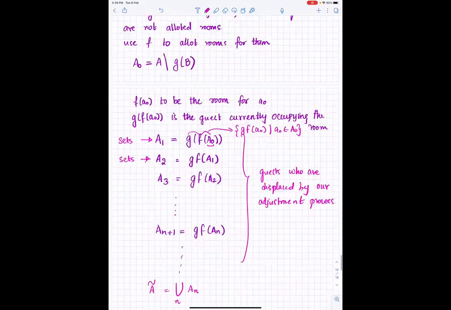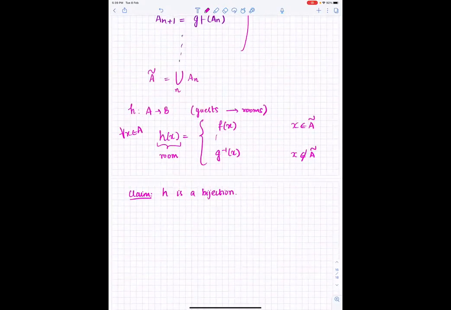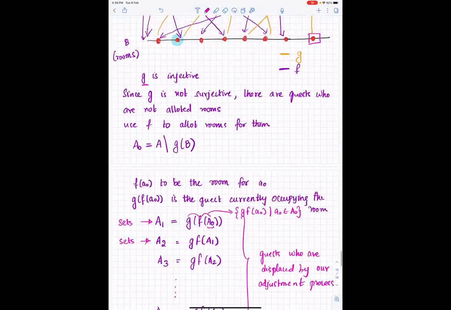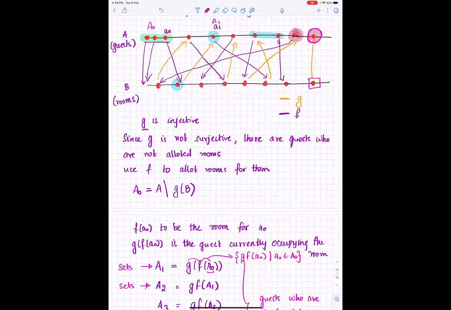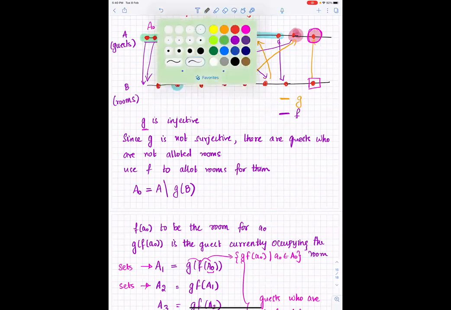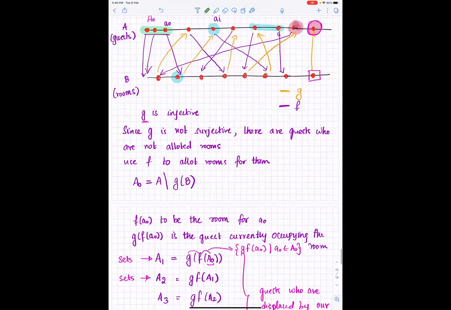Okay. It seems great. Ma'am, I have a question. So there is somebody who is not displaced at all. What if that person is also never reached by the function G? If he is not reached by the function G, can he not be in A tilde? So A tilde is the set of displaced guests, do you agree on that? A tilde is A0 union A1 union all the other sets.